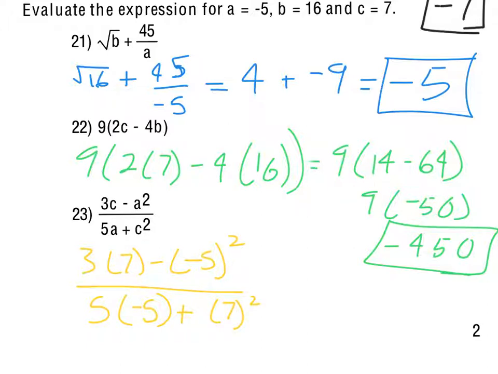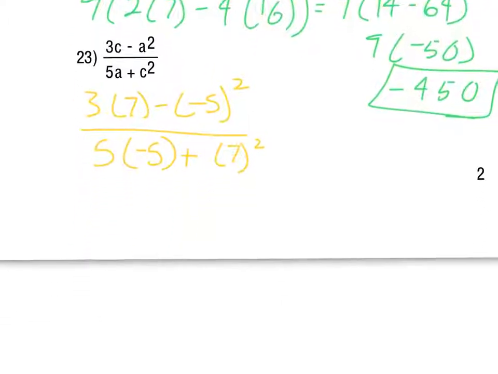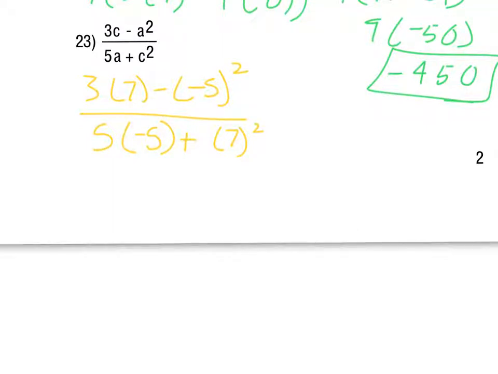Again, we can treat the numerator and denominator separately. In the numerator, we can go ahead and do the 3 times 7, because it's separated using a subtraction there. We're squaring negative 5, so the result is a positive 25, but we're still subtracting that. In the denominator, we get a negative 25 from the 5 times negative 5, and then we add 49. Be very careful with the signs there. Lots of negatives to worry about.